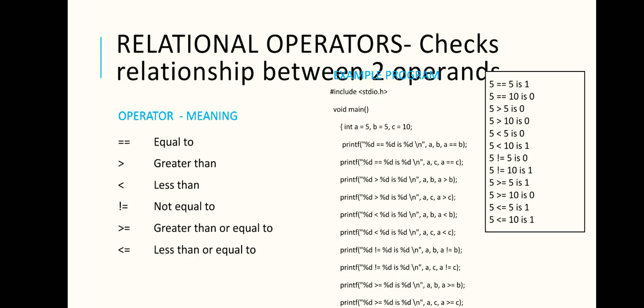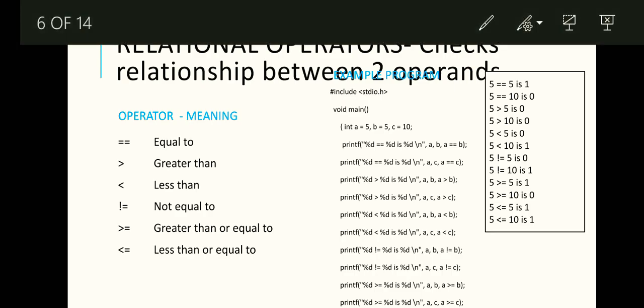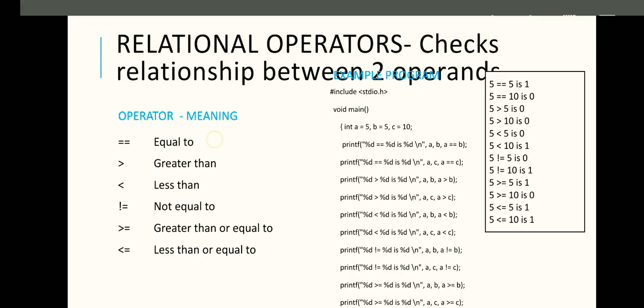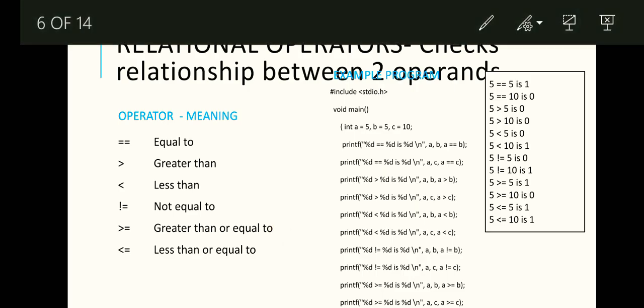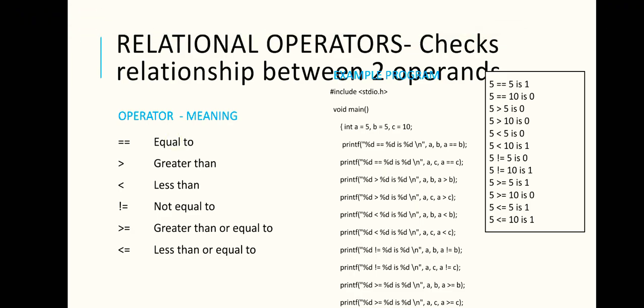Next kind of operators are the relational operators, which are used to check the relationship between two operands. These are of 6 types: equal to, greater than, less than, not equal to, greater than or equal to, and less than or equal to. If the result is true, the output is given as 1, and if the result is false, the output is given as 0.